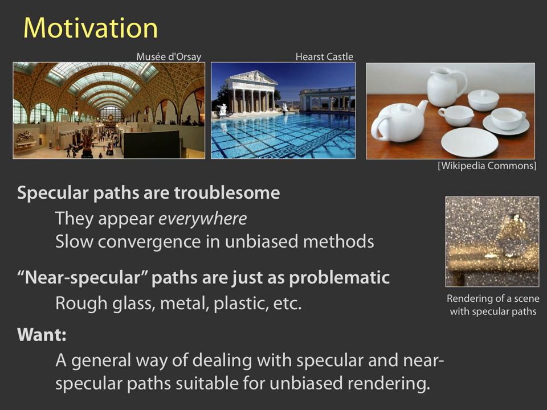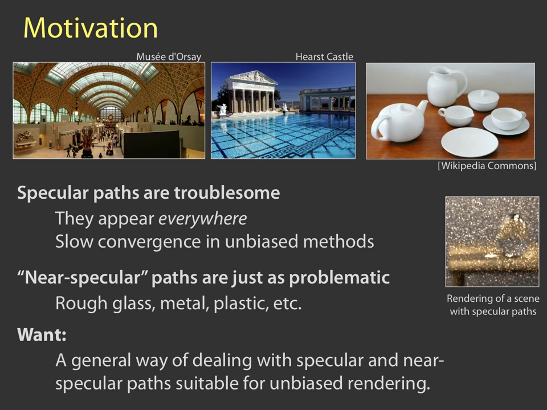There are many different types of these paths, and caustics are just one well-known example. If you've ever rendered a scene containing many of them using an algorithm like path tracing, you'll likely have run into convergence issues that manifest as excessive noise. This is a serious problem because these paths are everywhere, and they're quite important for accuracy even when they don't cause dramatic lighting effects. There are also many things that are near specular, like glossy wood or brushed metal, and these are really just as problematic.